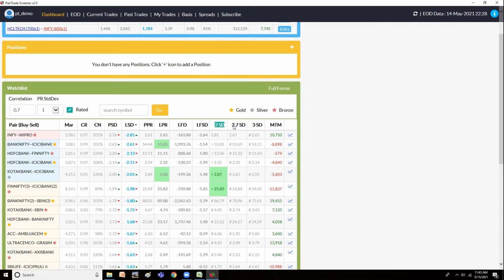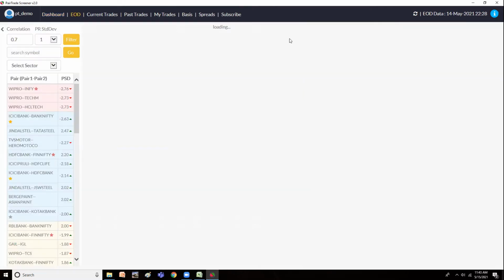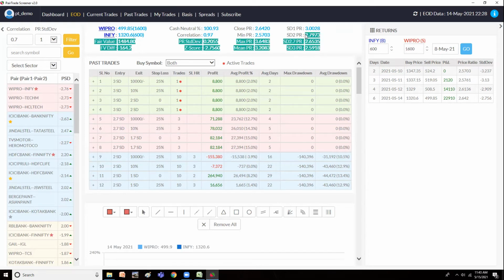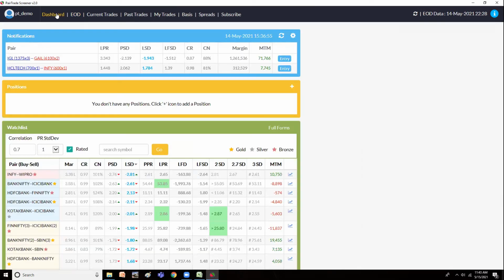And there are 3 different levels displayed here. One is the 2 standard deviation, and there is 2.7 and 3 standard deviation. So as we have seen, when you click on this pair, we are seeing these 3 levels, right? One is the 1 SD level, 2 SD level, 2.7 and 3. But for our entry, we require 3, 2.7 and 2. So these 3 values are displayed here.